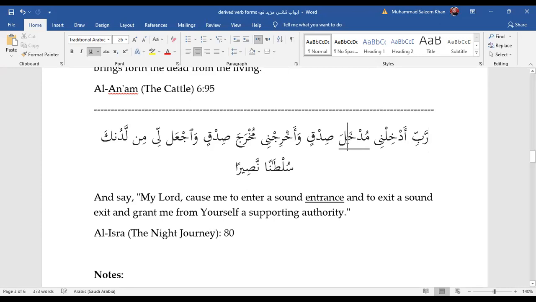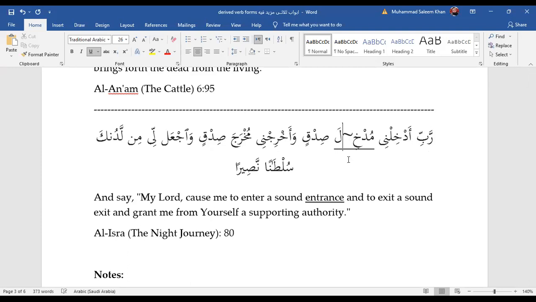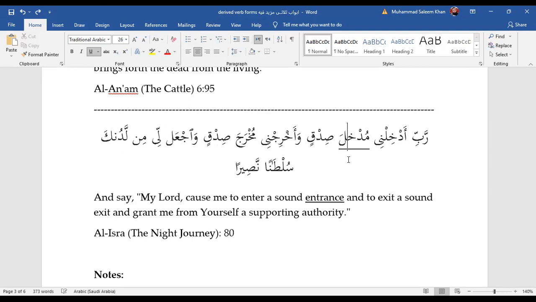If you're a little bit confused, what do we do here? We remove this and change it to kasra, so it becomes mudkhil. So mudkhil means ismul fa'il, and mudkhal is ismul maf'ul. So mudkhala is mudaf and sidqin is mudaf ilayh. And so this is ismul maf'ul. At the same time, it is an adverb of place. Why is it an adverb of place?